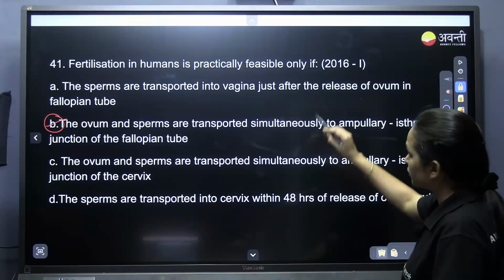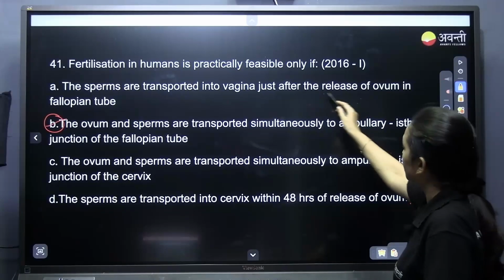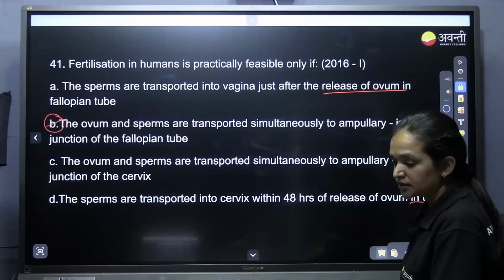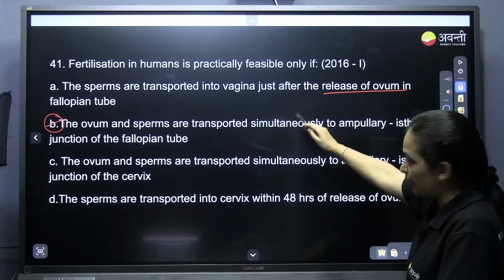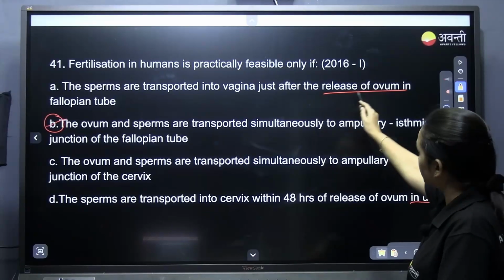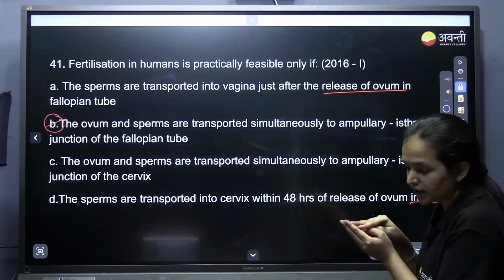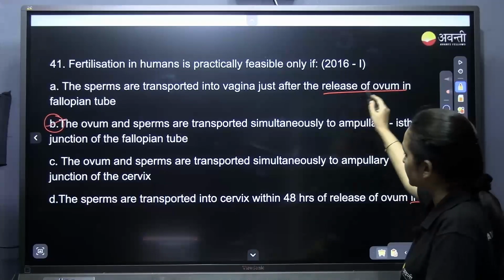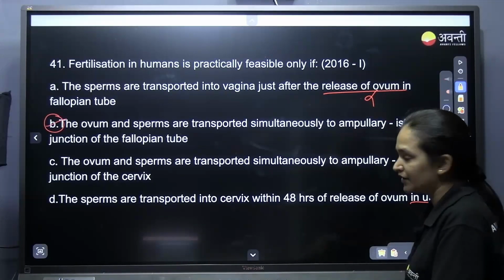The thing is, why not the first one? The sperms are transported into vagina just after the release of ovum. Just after the release of ovum, it takes 1 or 2 days to come to the ampullary isthmic junction. So, just after the release of ovum, it is not still captured by the fimbriae and it is not still in the fallopian tube. So, if there is no ovum in the fallopian tube, there is no fertilization.